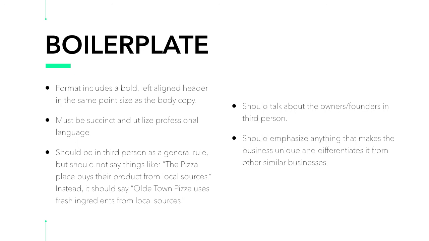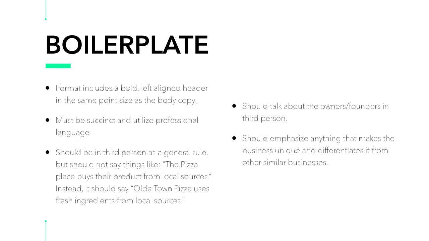So, in the boilerplate, you would say, Old Town Pizza uses fresh ingredients from local sources. So under About Old Town Pizza, there might be, Old Town Pizza opened in 1982 and served its first pizza to the local town. Old Town uses fresh ingredients from local sources to handcraft each pizza pie, okay? Those are the kinds of things that would go in that boilerplate.